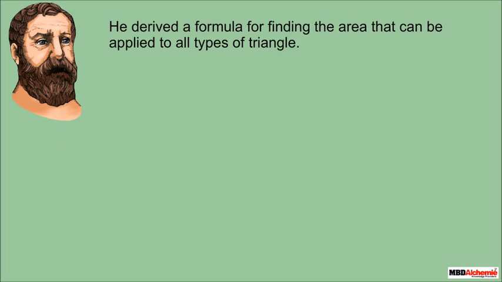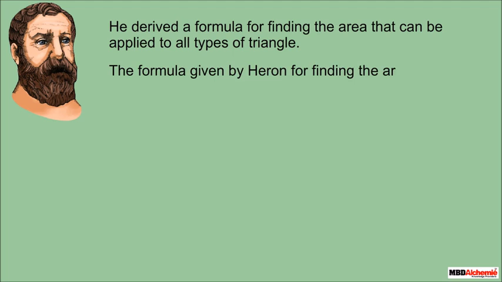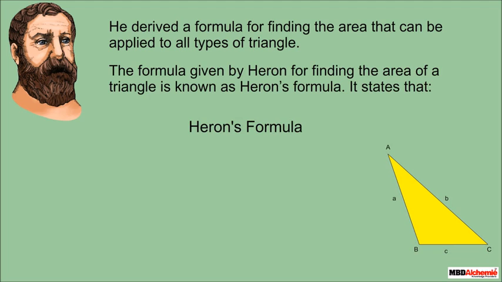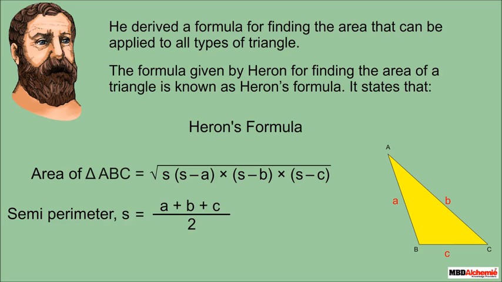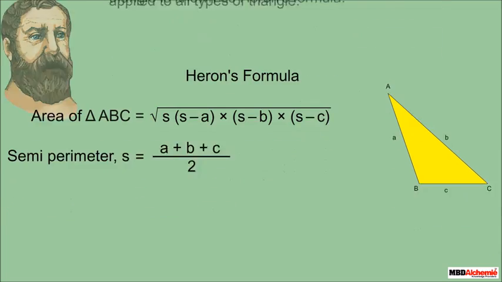Neil's father explains, the formula given by Heron for finding the area of a triangle is known as Heron's formula. It states that the area of a triangle is equal to square root of s multiplied by s minus a multiplied by s minus b multiplied by s minus c, where a, b and c are the sides of the triangle and s is the semi-perimeter, that is, half of the perimeter of the triangle. This formula is helpful where it is not possible to find the height of the triangle easily.